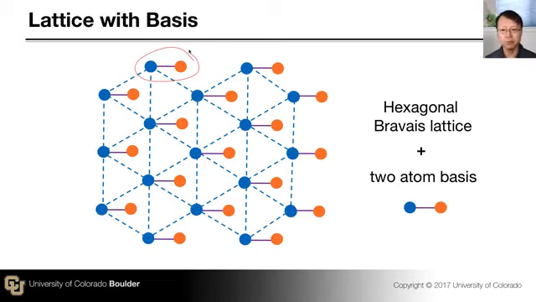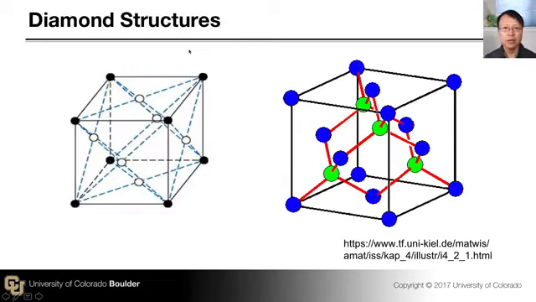Now, why is this important? Because you could have a similar situation in a 3D case. On the left here is shown a face-centered cubic crystal structure. And if you place a 2 atom basis on each of these lattice points of the FCC crystal, you could get a diamond crystal structure as shown here. So in this figure on the right, you could see that this blue and green atom pair is the 2 atom basis.